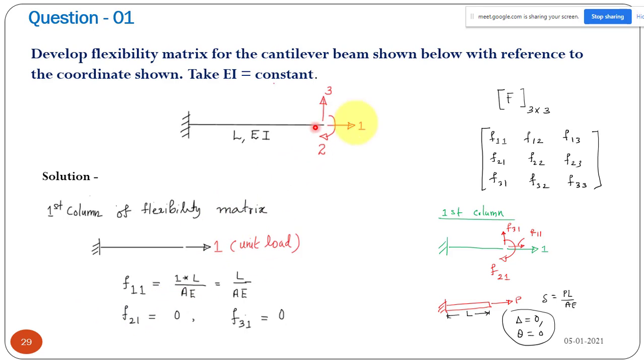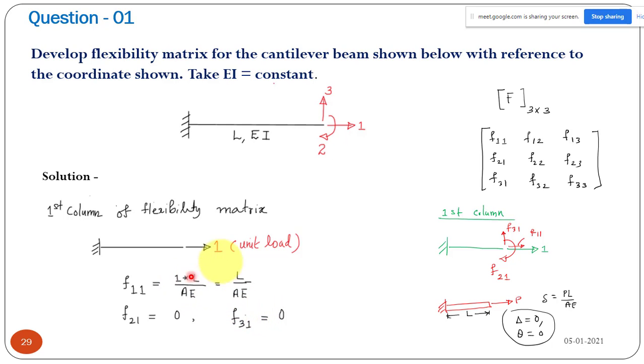And the next element is F31, that is the deflection at the free end due to axial force. When you apply axial force, there is no deflection. It is only axially deforming. So this F31 also is equal to 0. That is why the first column is L by AE, 0, 0.